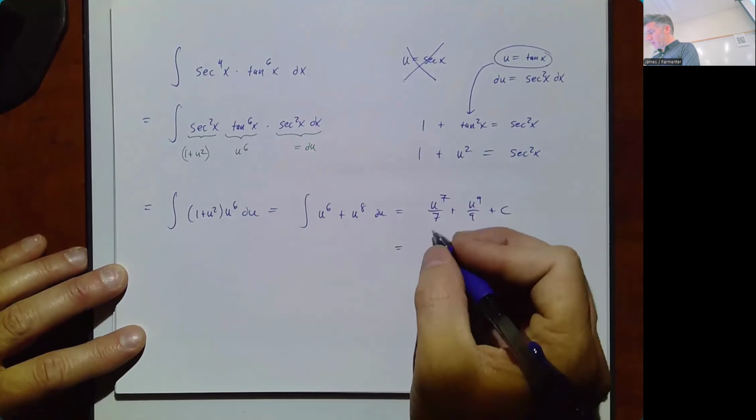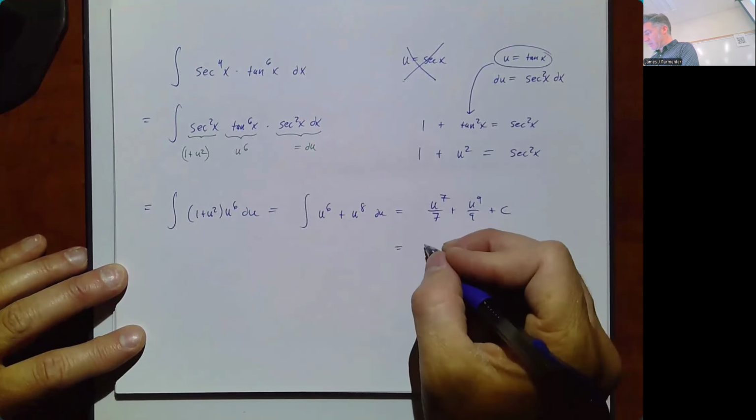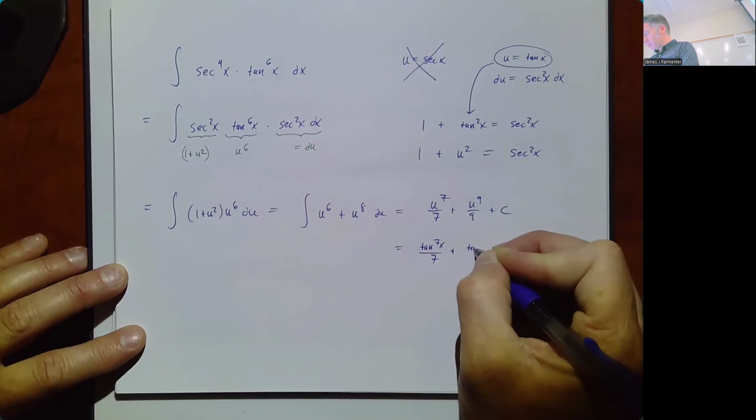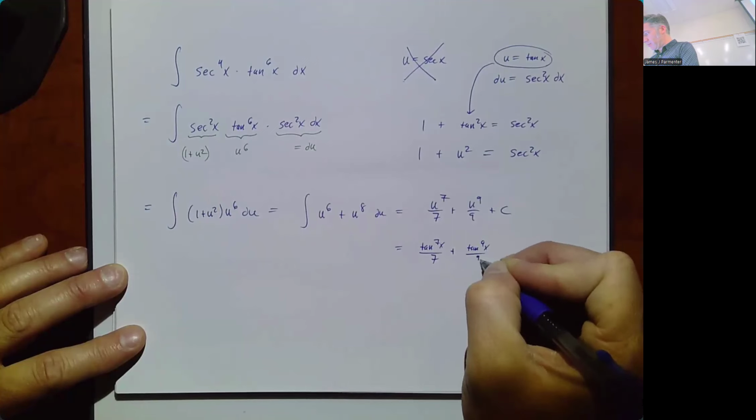And then we plug in our trig function u equal to tangent, and we get tangent to the 7th x over 7 plus tangent to the 9th x over 9 plus c.